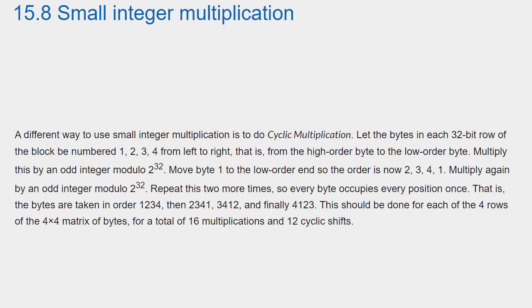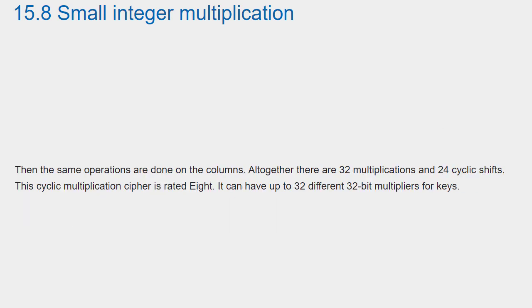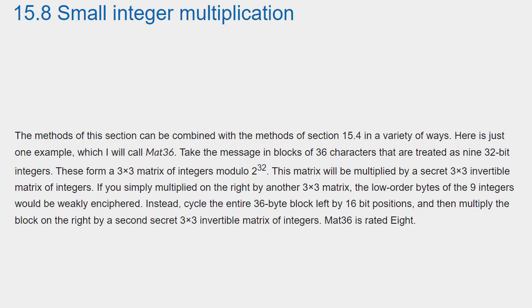This should be done for each of the 4 rows of the 4x4 matrix of bytes, for a total of 16 multiplications and 12 cyclic shifts. Then the same operations are done on the columns. Altogether there are 32 multiplications and 24 cyclic shifts. This cyclic multiplication cipher is rated 8. It can have up to 32 different 32-bit multipliers for keys.